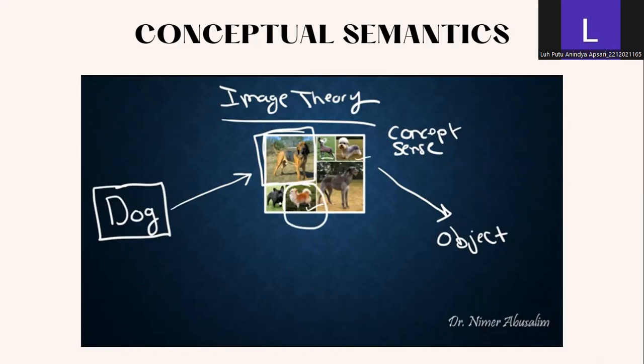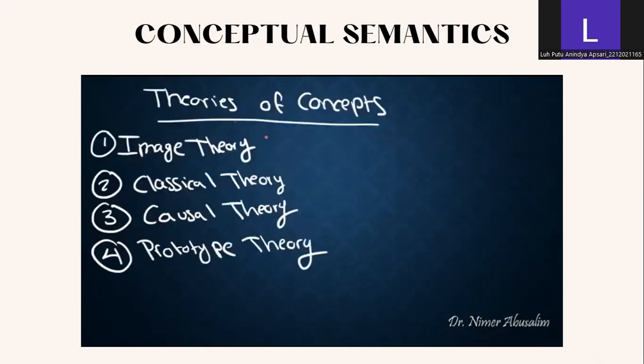If we were to take the image theory, and even in the best case scenario where we were to agree on one image for dog, it would be very difficult to include other types of dogs into the category dog. This theory then clearly has its shortcomings. So let's put this theory aside for now. Let's start now with the classical theory.